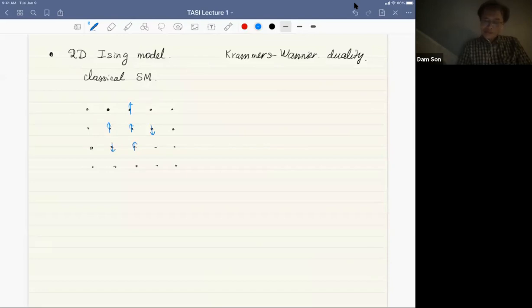And the Hamiltonian is written as minus J sum over all pairs of sites I and J of Si Sj. These are the sites, and the spins have values that can be either plus or minus one.